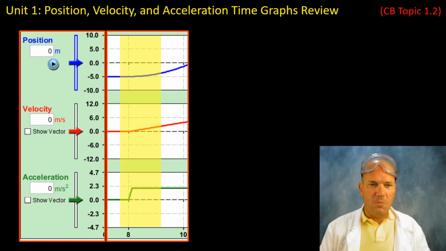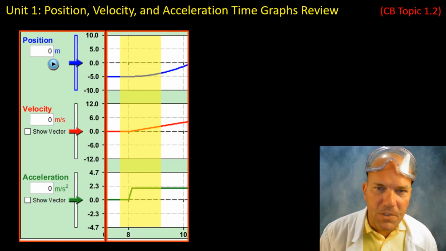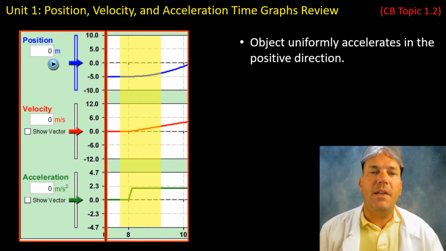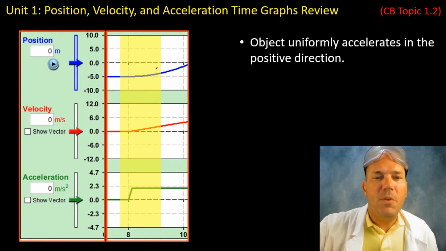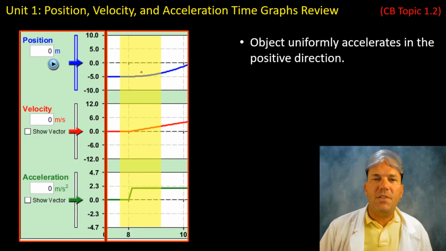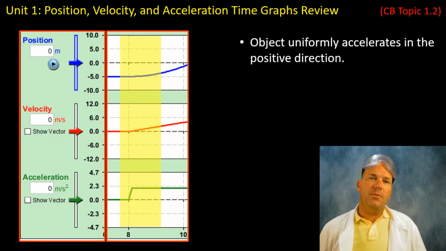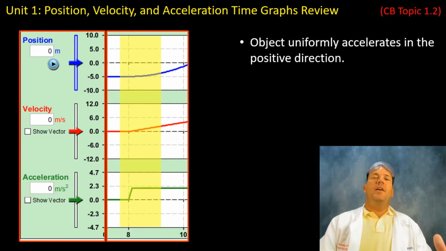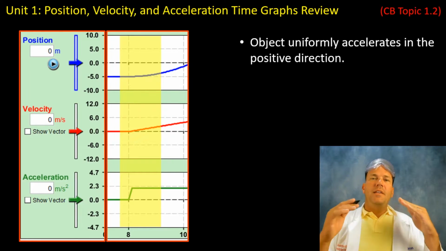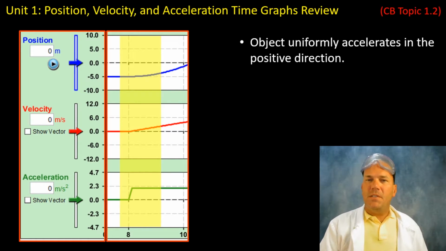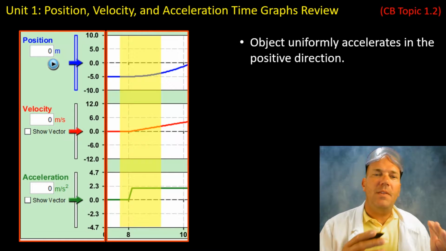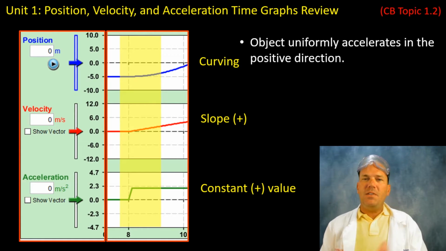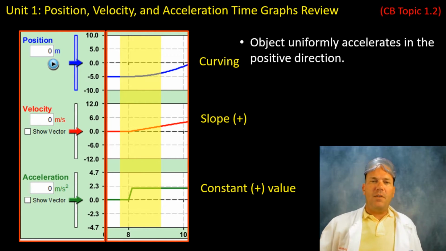So, what is the significance of the curvature of a position time graph? The object is accelerating, and the object is moving in the positive direction uniformly. In other words, with a constant positive acceleration. And AP Physics 1 deals with uniformly accelerated motion. So we're dealing with a constant acceleration. Now, we can see curving in the position time graph, which means we have acceleration.